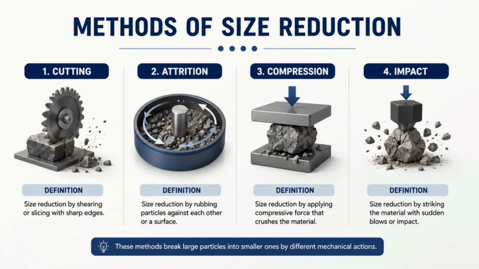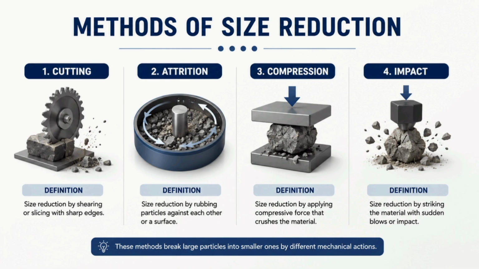The fourth method is cutting. Cutting is used for fibrous materials, and shear force is applied using sharp blades. Sometimes a combination of methods is also used. For example, hammer mills use impact, ball mills use impact and attrition, cutter mills use cutting action only, and roller mills use compression. The selection of the method depends on the hardness and structure of the material.